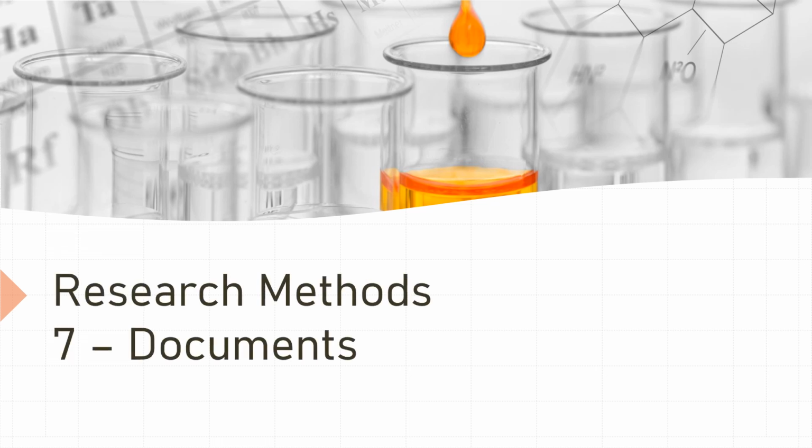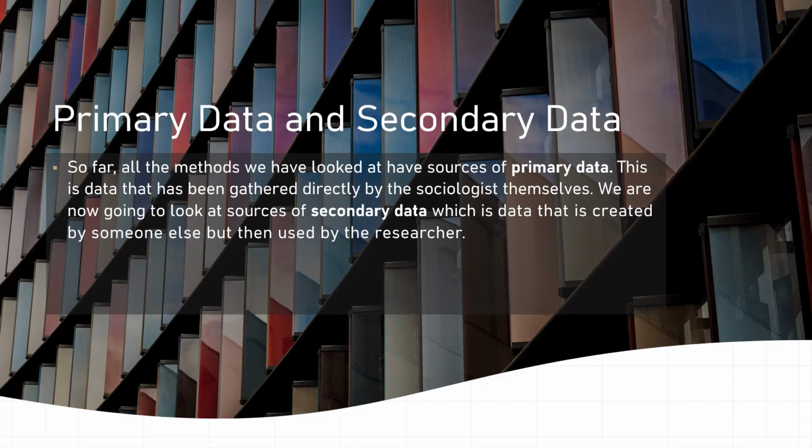Okay guys, we're looking at research methods number 7, the 7th lesson, and this one's all about documents. Now all of the different methods that we've looked at so far, the experiments and questionnaires and observations, those have all been what's called sources of primary data. And this is something you should know about from our very first lesson. They're data that the sociologist, the researcher, has gone out and gathered or created directly themselves. We're going to look at sources of secondary data today.